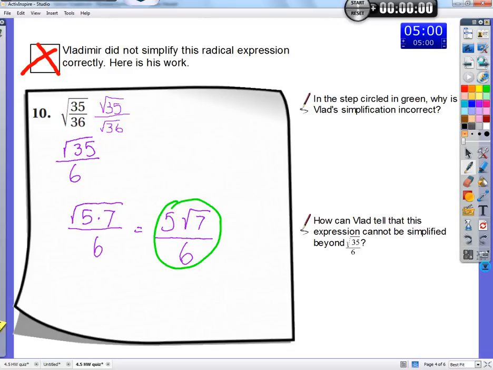Okay. So here's a step circled in green, which comes from this step. We were going from here to there. So Vladimir is simplifying this square root of a quotient. And why is Vlad's simplification incorrect from here to there? What's up with that? Why is that wrong?